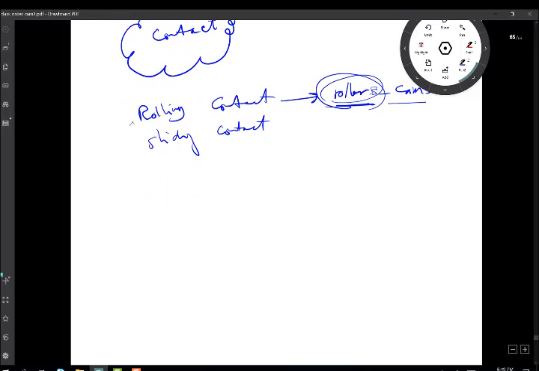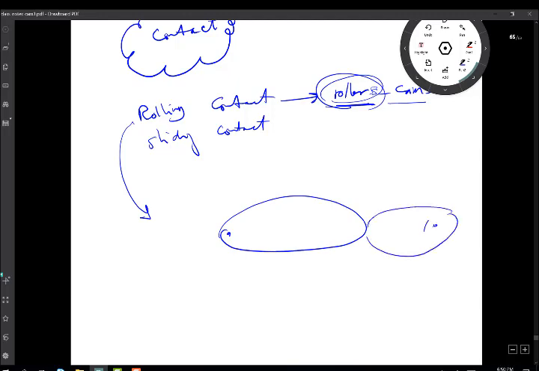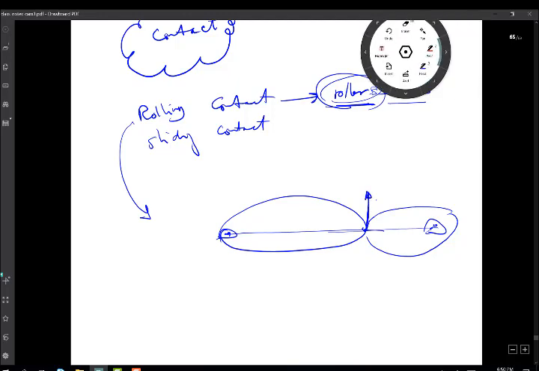Rolling contact is scientifically defined as what? If we have two links, two bodies, in contact like that, and the point of contact has the same velocity, so the velocity of the point of contact is common from either link, the same on either link, this is rolling contact, right?